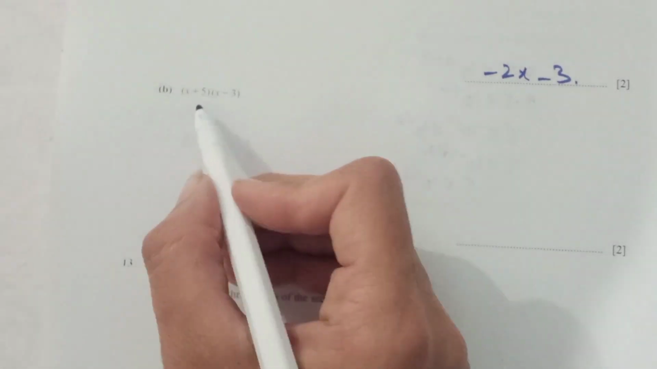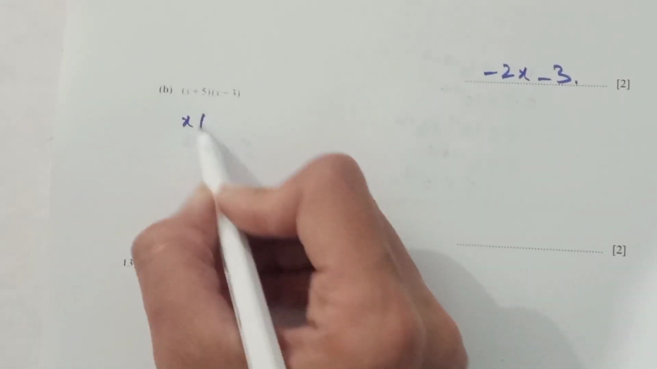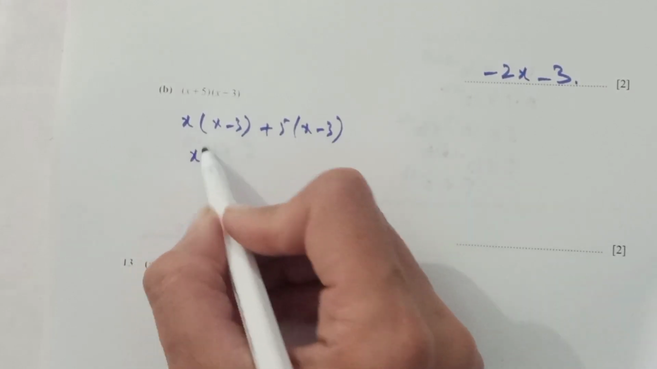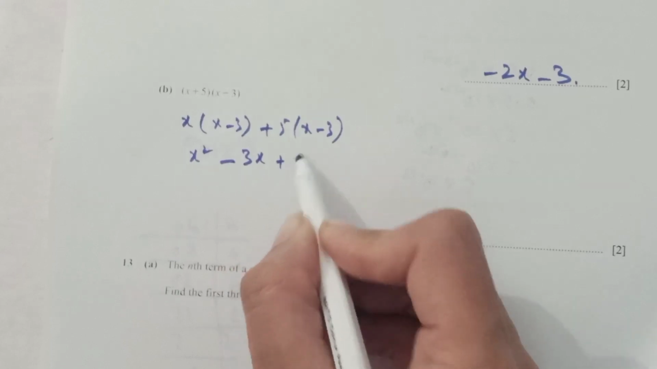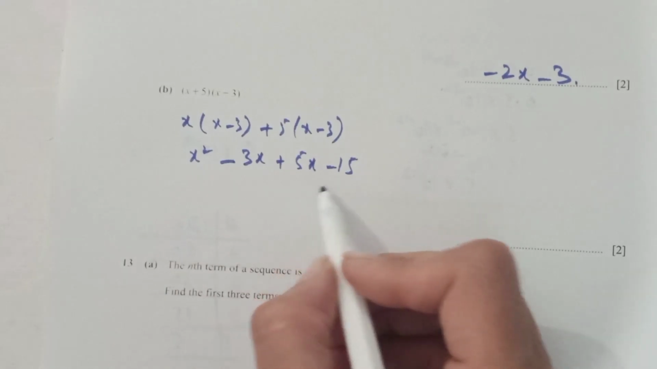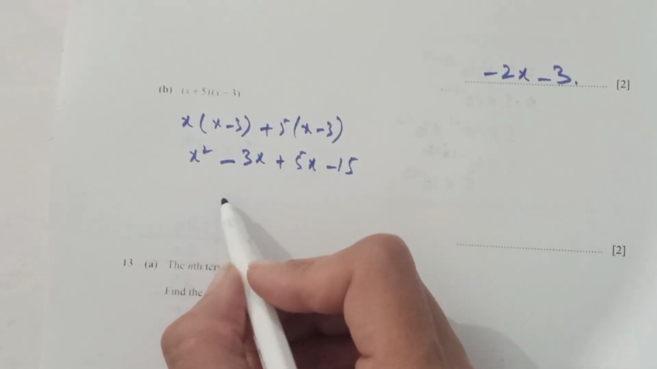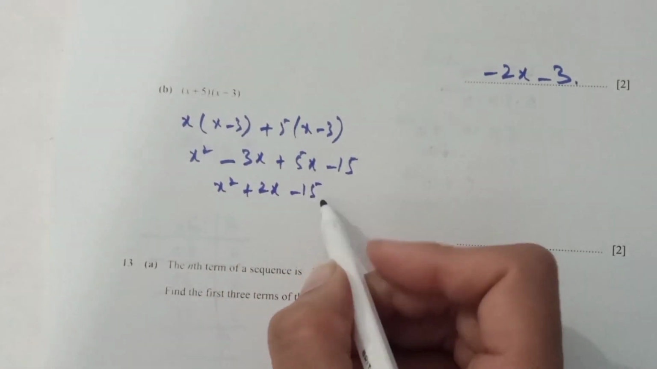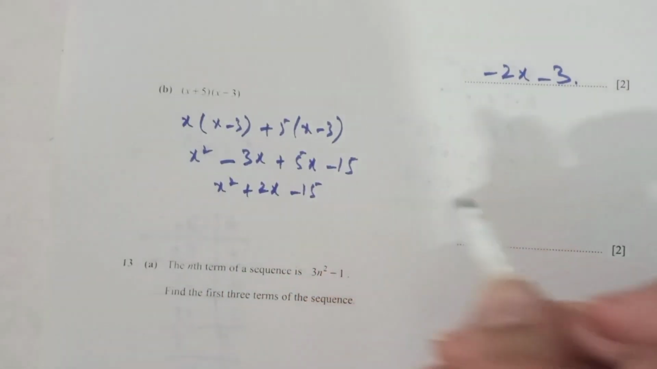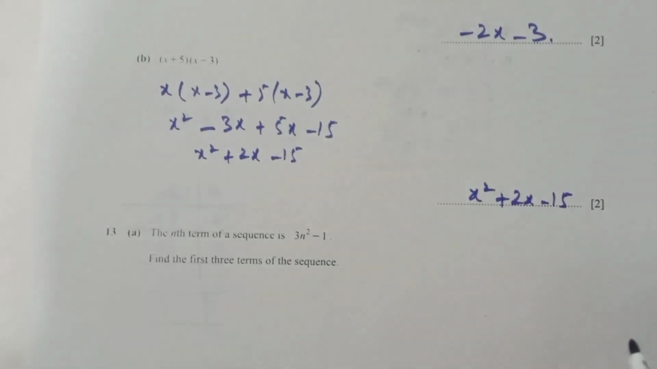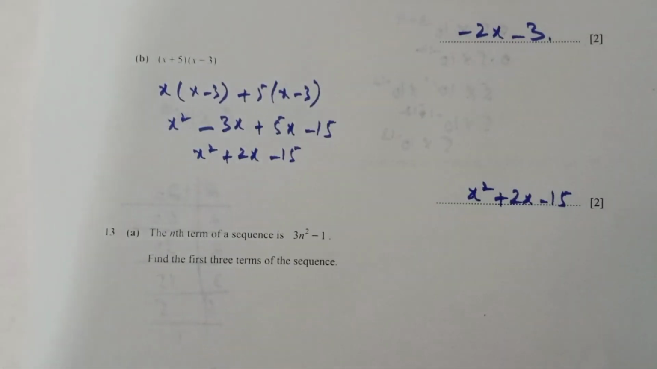2x minus 3. Now B part, we have to multiply it. (x minus 3)(x plus 5) gives x square minus 3x plus 5x minus 15. Now by solving it, we get x square plus 2x minus 15. Now we get the answer x square plus 2x minus 15. Now students, very simple. Question number 12 is solved.